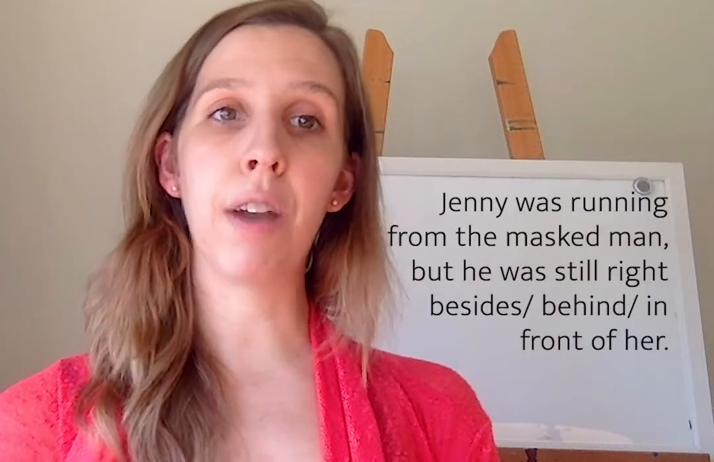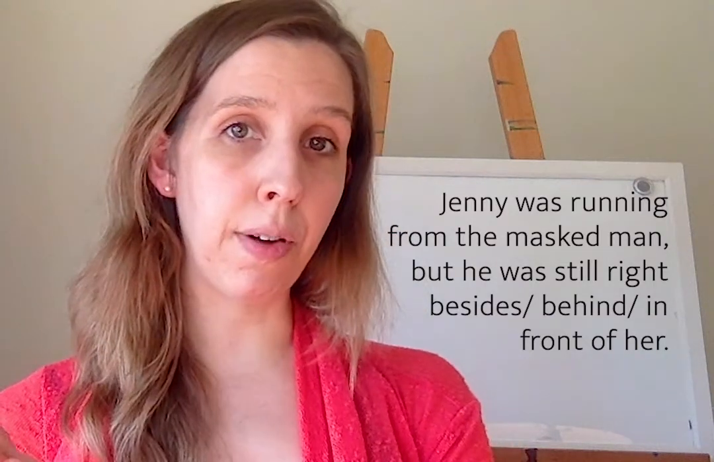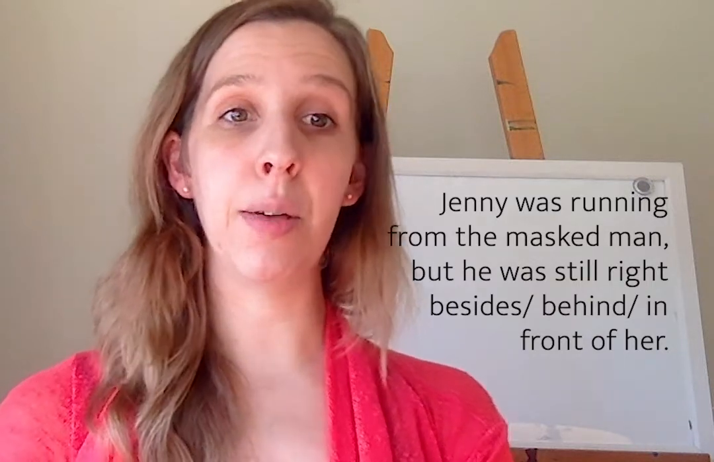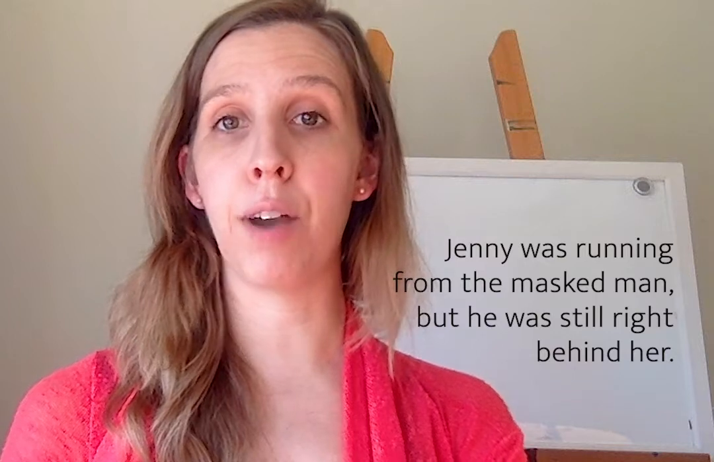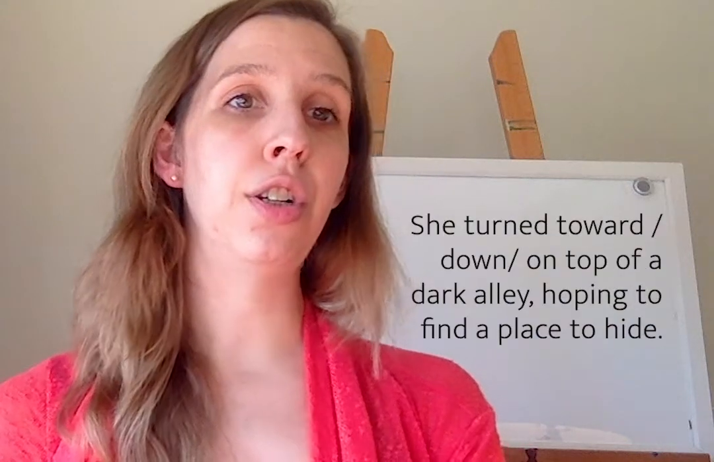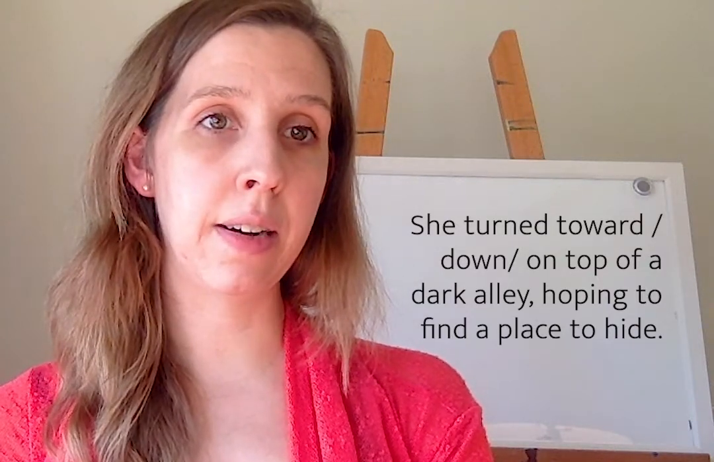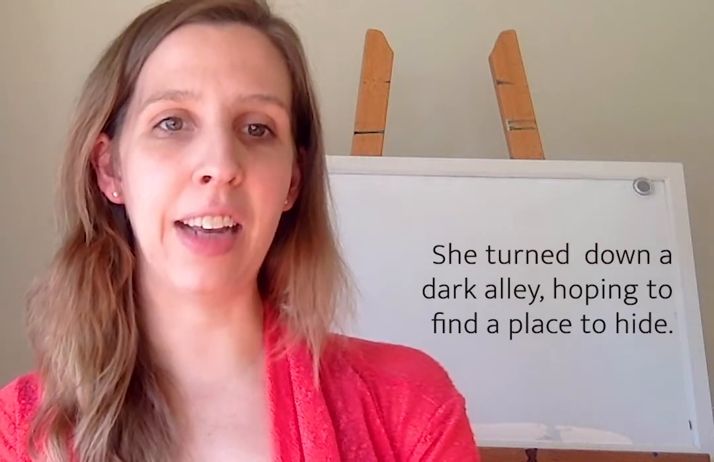What preposition makes sense based on the context in these following examples? Jenny was running from the masked man, but he was still right beside, behind, or in front of her. Which one is it? That's right. Jenny was running from the masked man, but he was still right behind her. She turned toward, down, or on top of a dark alley, hoping to find a place to hide. Which one do you think makes sense here? That's right. She turned down a dark alley, hoping to find a place to hide.